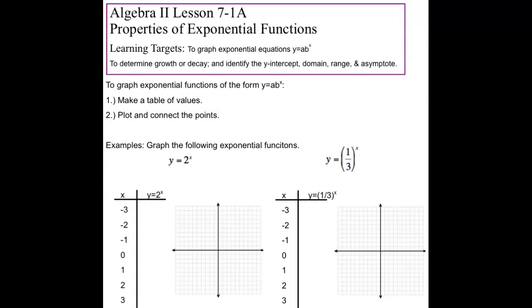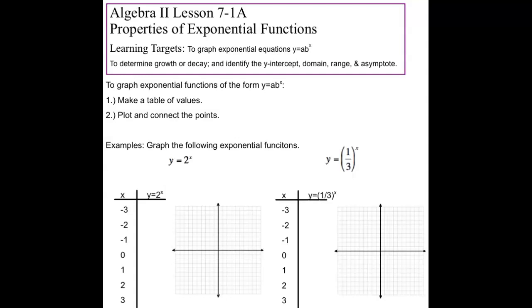Welcome back. Today we're going to look at section 7.1a. We're studying properties of exponential functions. So our learning target today is to graph an exponential equation, just a basic y equals a times b to the x, and then to determine growth or decay and identify the y-intercept, domain, range, and asymptote. And then tomorrow we'll start looking at transformations of these. So today we're just studying the basic function.